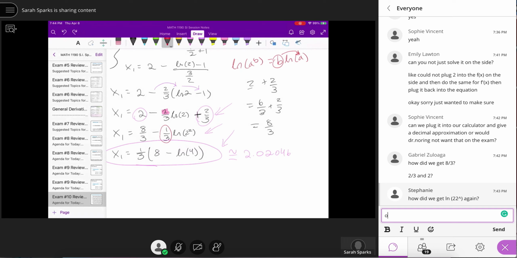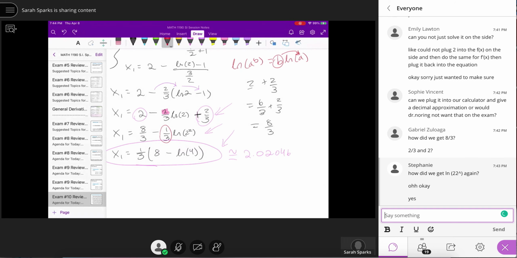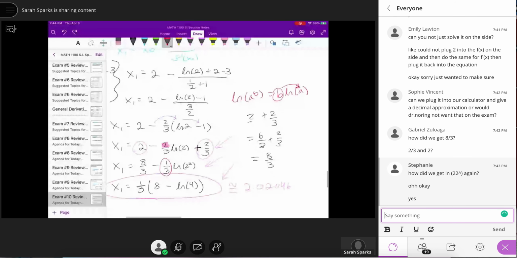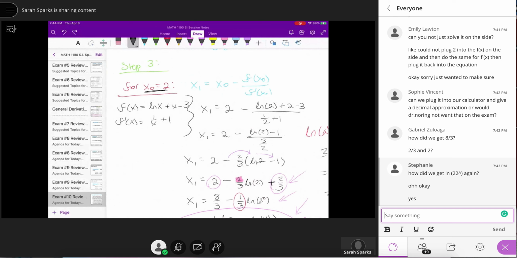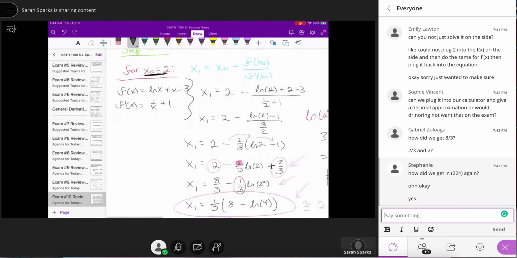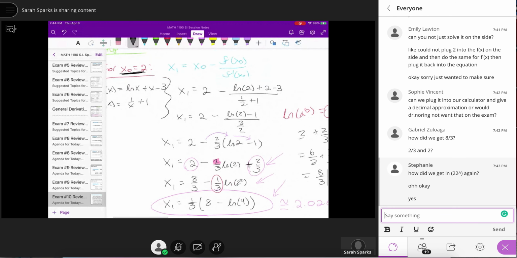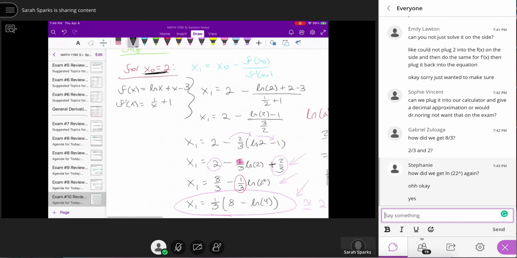Does that make sense? And the 2/3 and 2. So Gabriel, we got the 2 because they gave us that in the problem. We started with x naught is equal to 2. And then we got the 3/2 by plugging into our f prime of x to get that right there. Does that make sense?